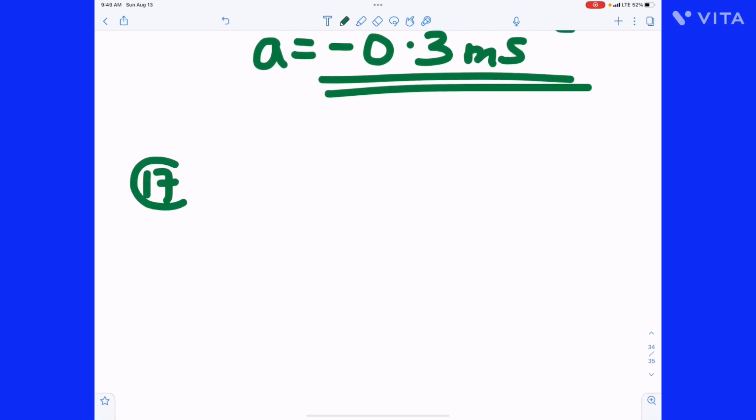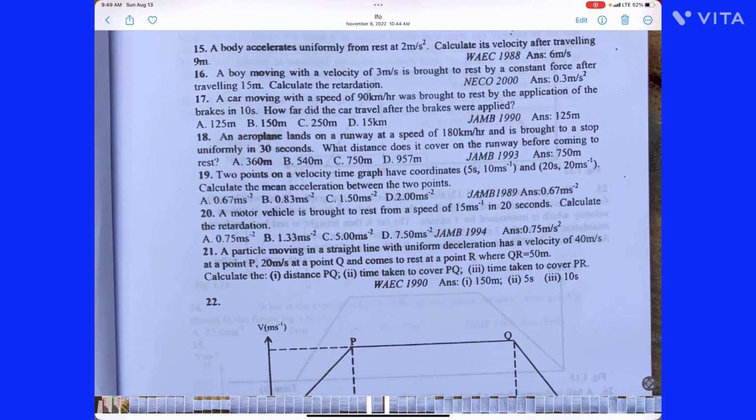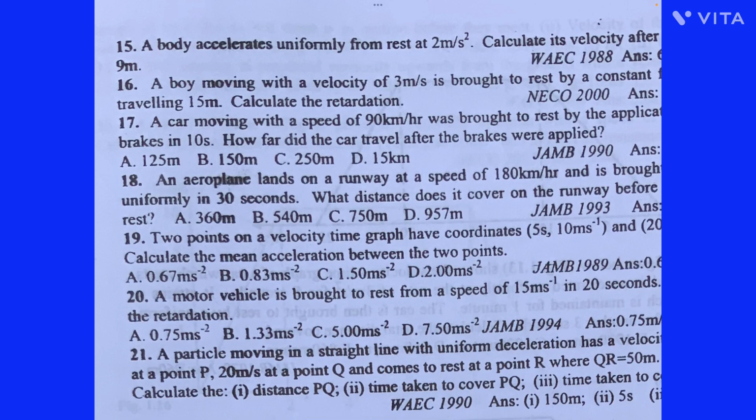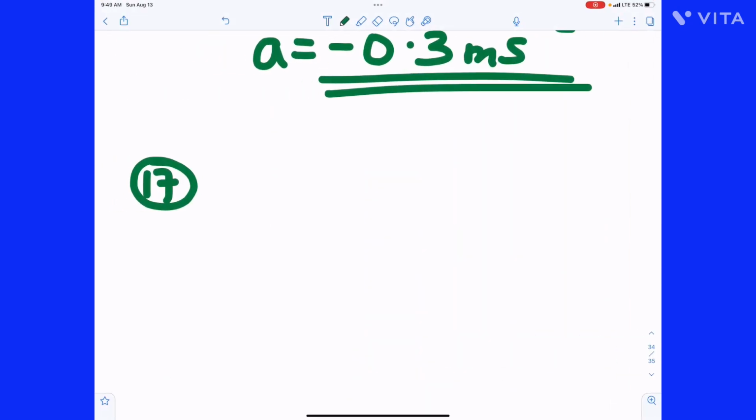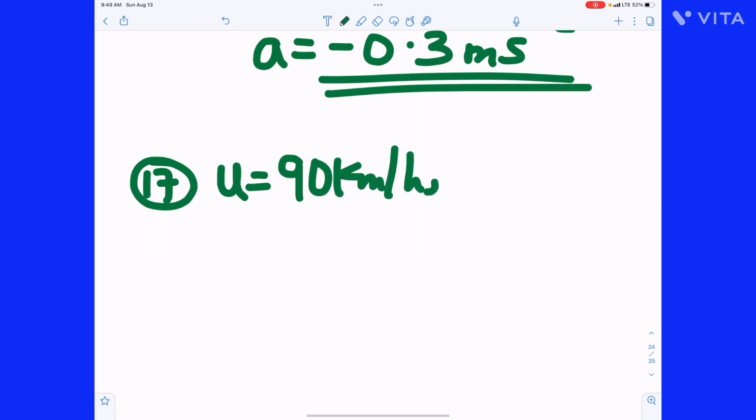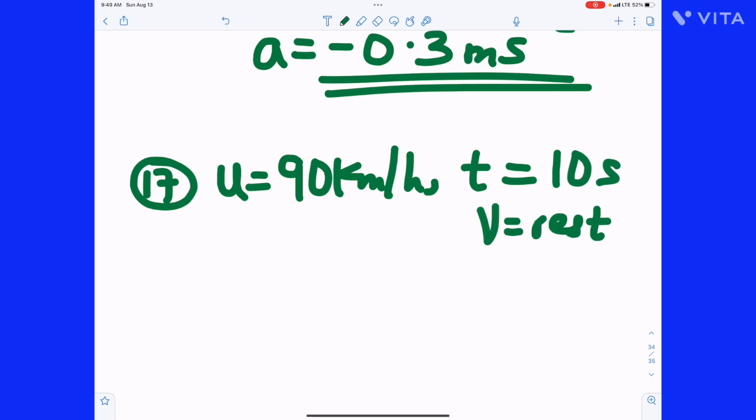Question 17 now. A car moving with a speed of 90 kilometers per hour was brought to rest by the application of the brakes in 10 seconds. How far did the car travel after the brakes were applied? A car, initial velocity 90 kilometers per hour, was brought to rest in 10 seconds. So final velocity is equal to rest, which is what? Let me write that one.